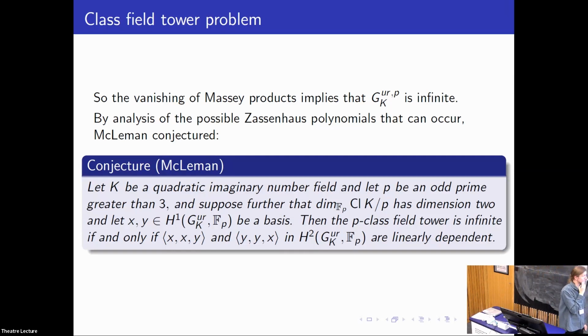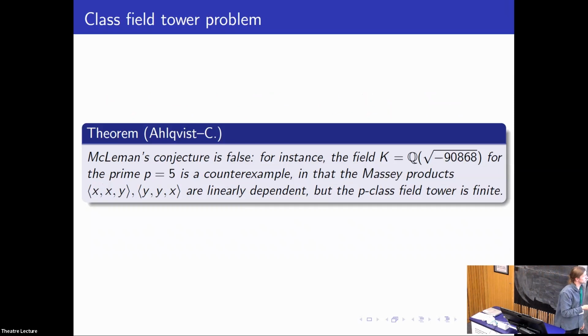So when I first saw this, I tried to prove it. I tried hard, but I got nowhere. And it's for good reasons because the conjecture is false. This is due to Eric and I. The conjecture is false, because you can see the field K adjoin square root of minus 90861 for the prime p equals 5 is a counterexample to the conjecture. We can show that these Massey products are linearly dependent, but the p-class field tower is finite.